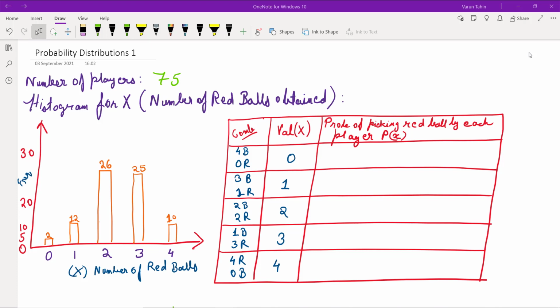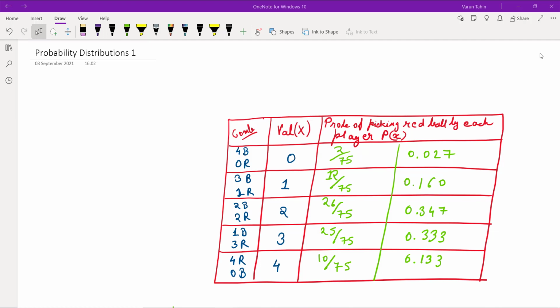So as per the second step, now we need to find the probability of each of the combinations. This is for 75 players, and then we need to find the probability for each player. For that, we'll just divide the frequency by the total number of players who played this game. So let's do that. For 0 the frequency was 2, so 2 divided by 75. Then for x equal to 1, there were 12 players who got 1 red ball, so I'll say 12 divided by 75, and likewise I will jot these down.